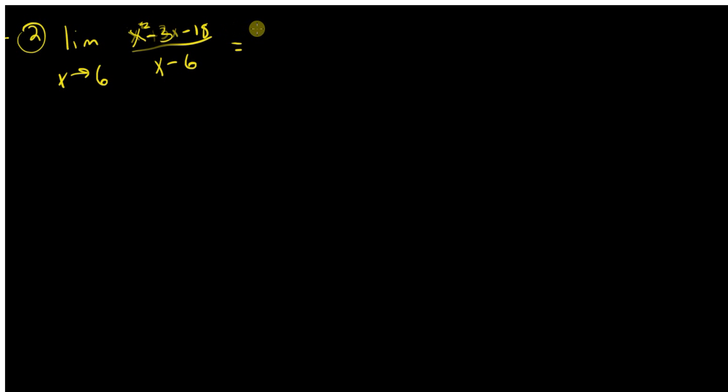I'm sorry, guys. Take your time, work it out, pause the video, see if you can do it. Come back, and then work it out together with me. So, here we go. Plug in 6. 6 squared minus 3 times 6 minus 18, all over 6 minus 6. So the top, we're getting some number, call it C. But the bottom is 0.